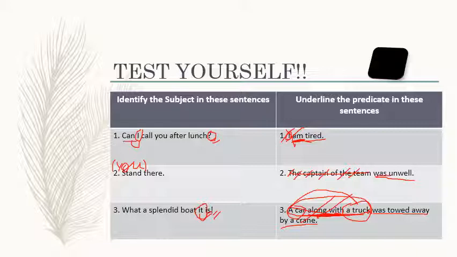I hope you all have done it correctly, and those who have not, don't worry, you can do it well once you pay more attention.